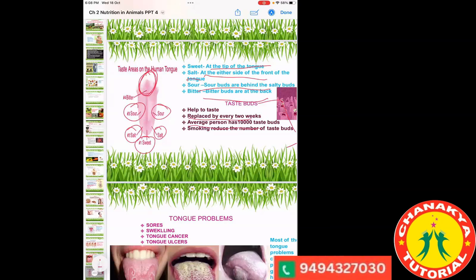An average person has 10,000 taste buds, and smoking reduces the number of taste buds. So when a person smokes, the power of taste will be lost after some time. They will not feel the taste as a normal person feels it. If we feel something is a bit sweet, that person will not feel it sweet. They might feel it less sweet. That is the difference.